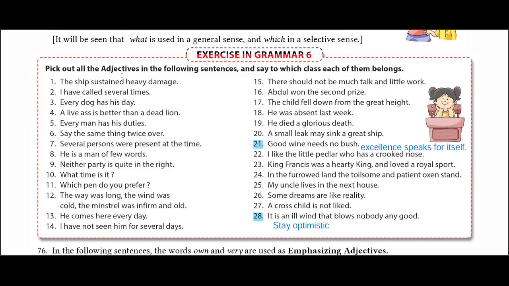Pick out all the adjectives in the following sentences and say to which class each of them belongs. The ship sustained heavy damage. Damage is a noun while heavy is an adjective. How much damage? Heavy damage. So heavy is an adjective of quantity.